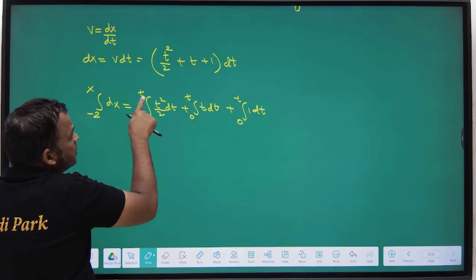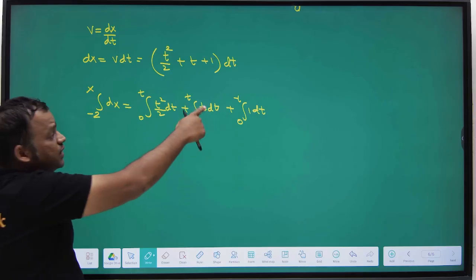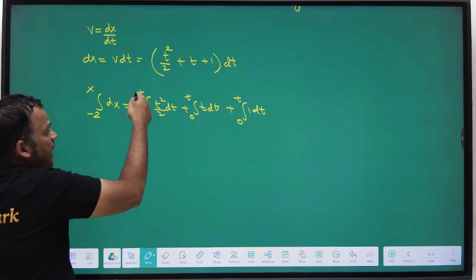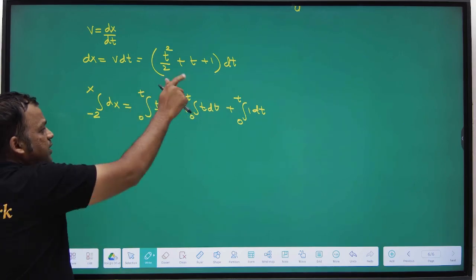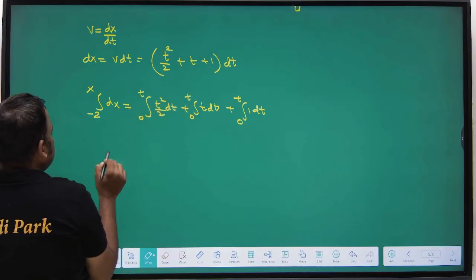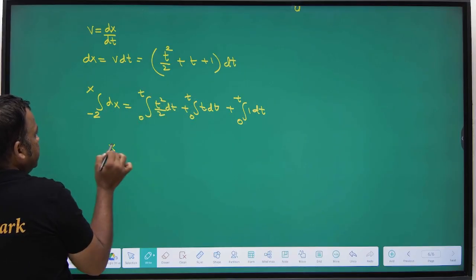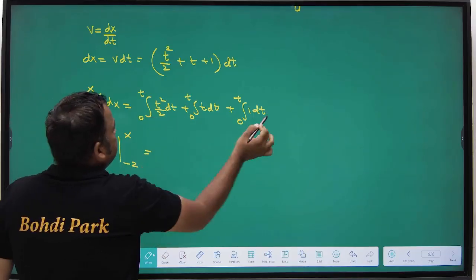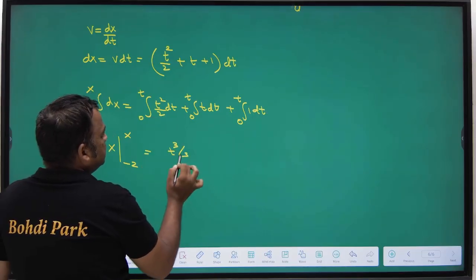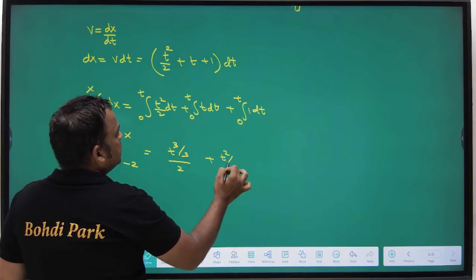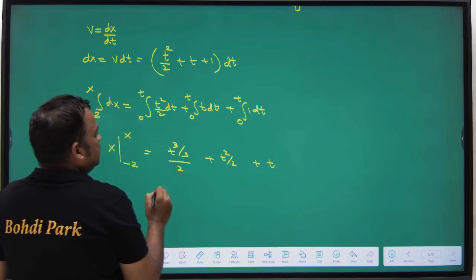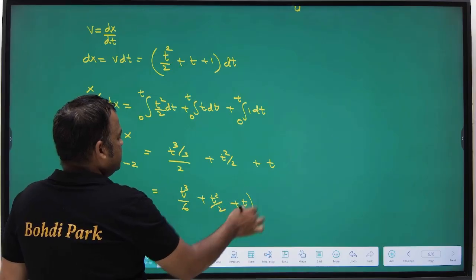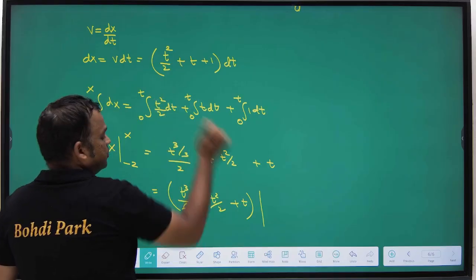And we will put t is equal to 2, because in the question they are asking what is the position at 2 seconds. So first we will find position at any time t, then we will put time t equal to 2. Integration of dx is x, limits minus 2 to final position x. Then right hand side it will be t cube by 3 whole divided by 2 plus t square by 2 plus t. Then this is t cube by 6 plus t square by 2 plus t, and then we will put the limits, which is 0 to t.